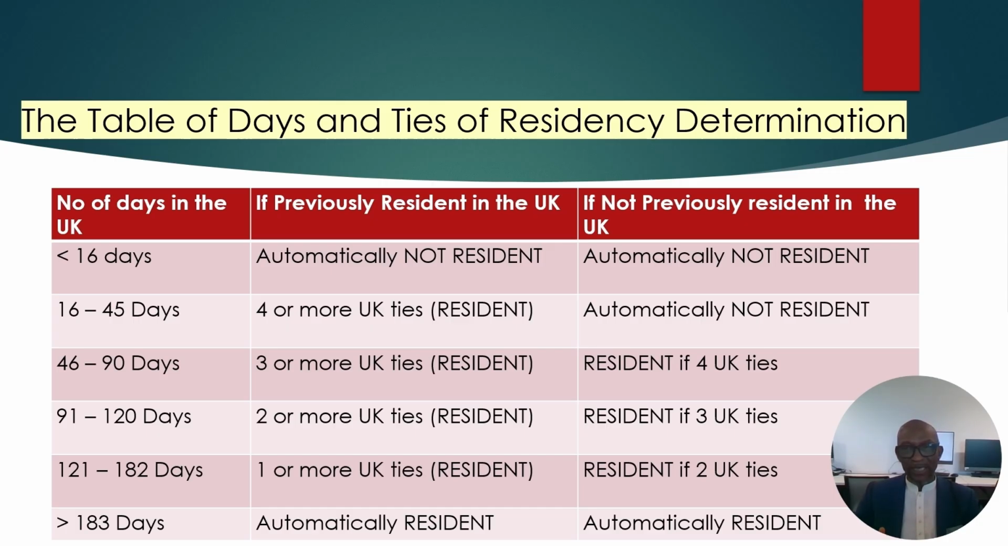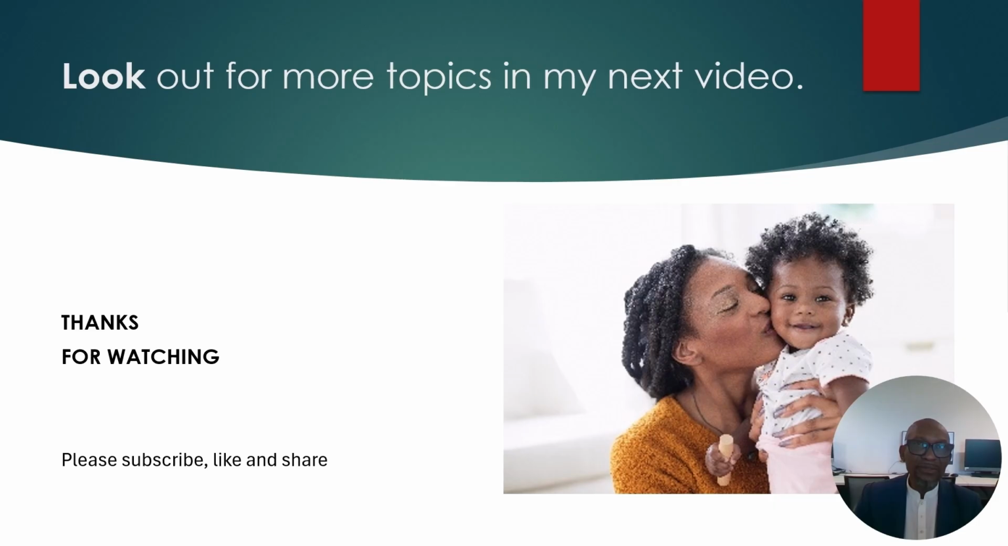This table is very important to decide your residency status, where the automatic overseas test and the automatic UK test did not give us a conclusive decision on whether you are a UK resident. So look at it properly. It will help you to determine your tax residency. If you're happy, thank you for watching. I know it's not that straightforward, but go through those rules and the slides and then determine your UK resident status.